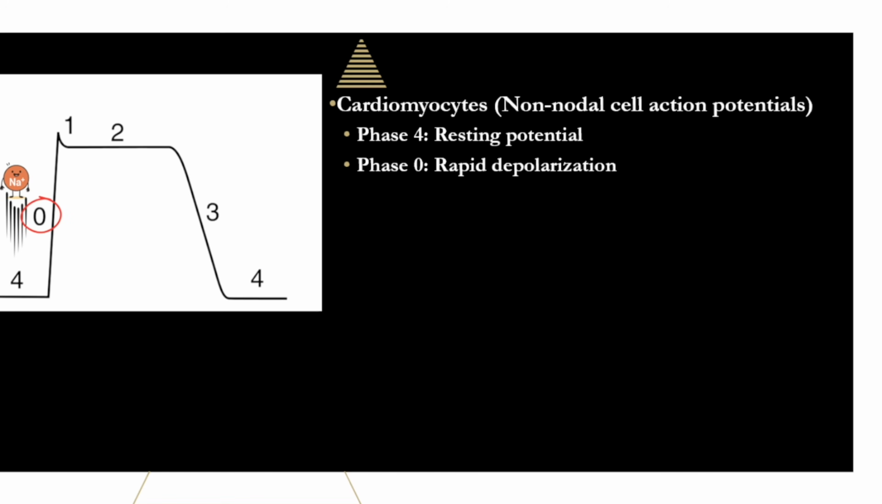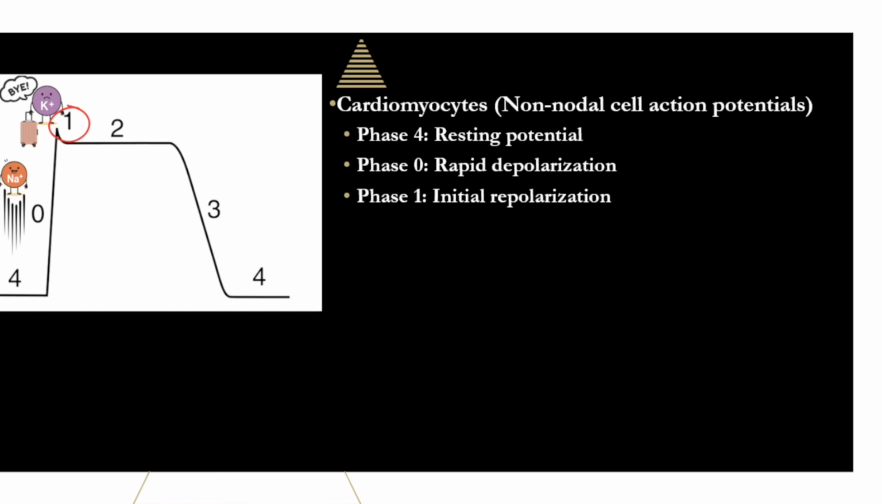Then comes phase 0. This is where the action starts. Fast sodium channels open up and sodium rushes into the cell, causing the inside to become rapidly more positive. This phase causes this rapid depolarization and creates a sharp upstroke on the graph. Phase 0, just remember, is all about sodium and depolarization.